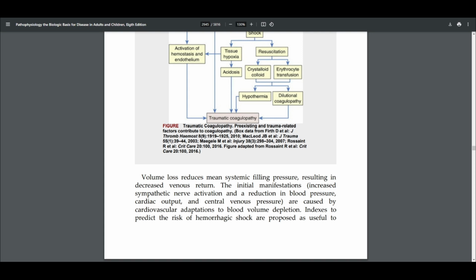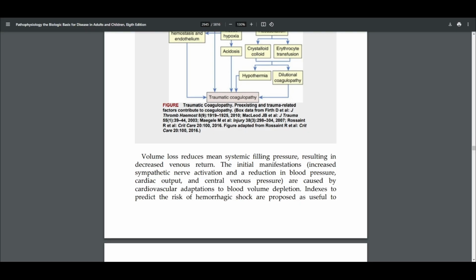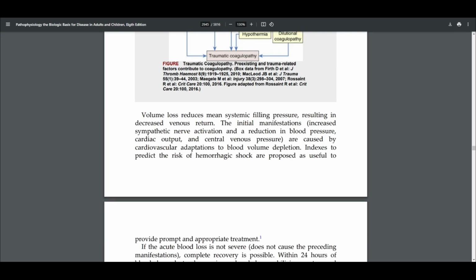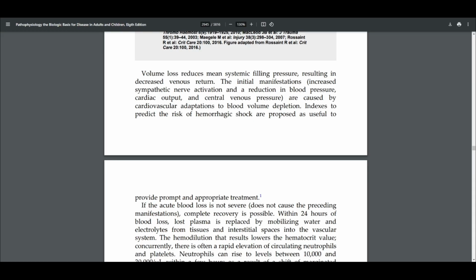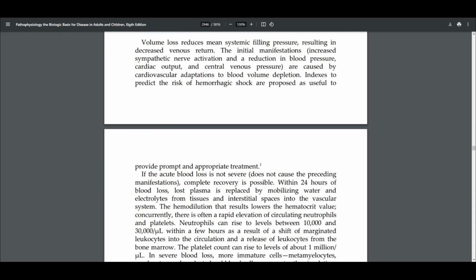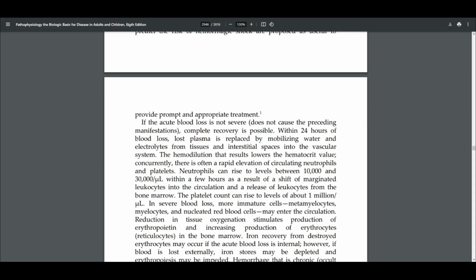So, volume loss reduces mean systemic filling pressure, resulting in decreased venous return. The initial manifestations are caused by cardiovascular adaptations to blood volume depletion. Indexes to predict the risk of hemorrhagic shock are proposed as useful to provide prompt and appropriate treatment. If the acute blood loss is not severe, complete recovery is possible.